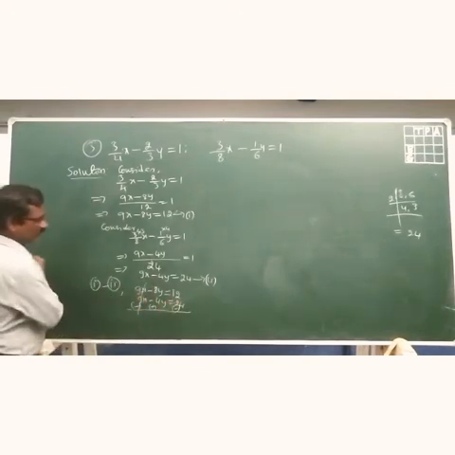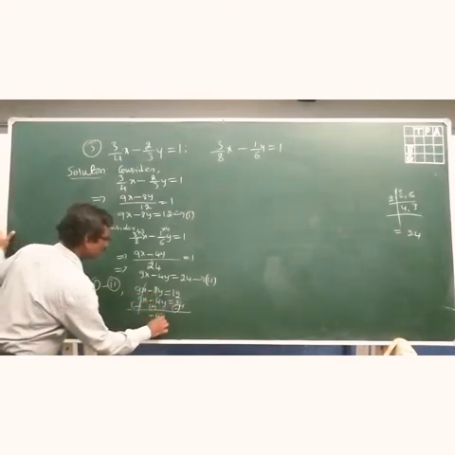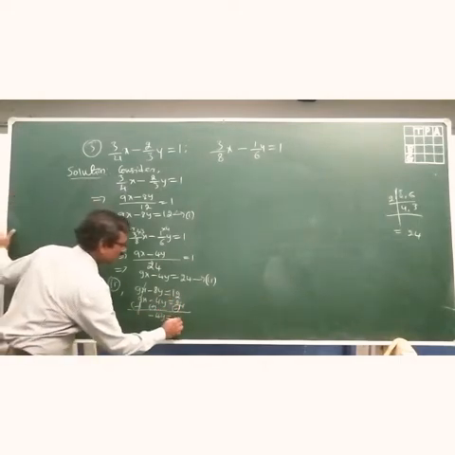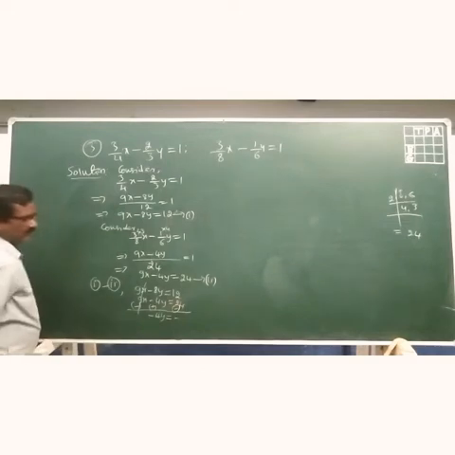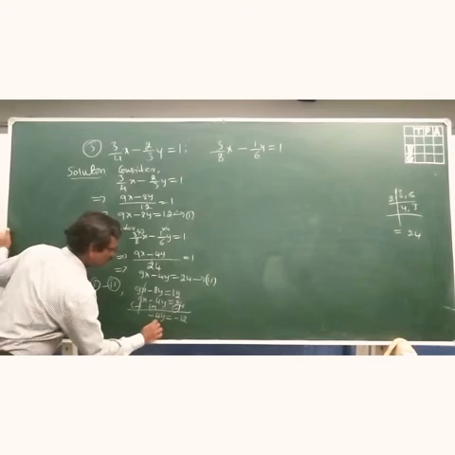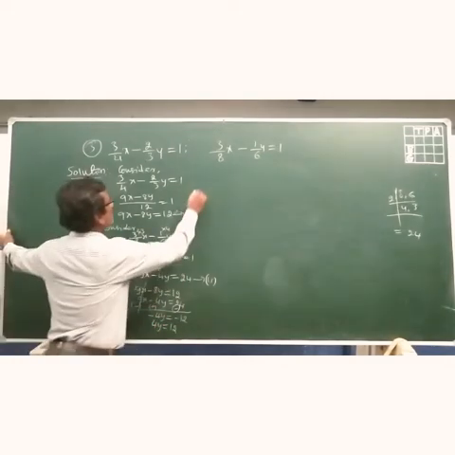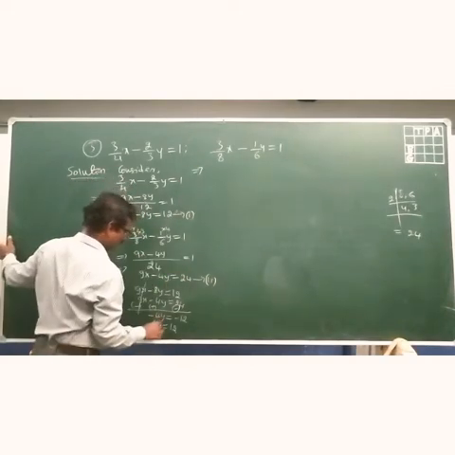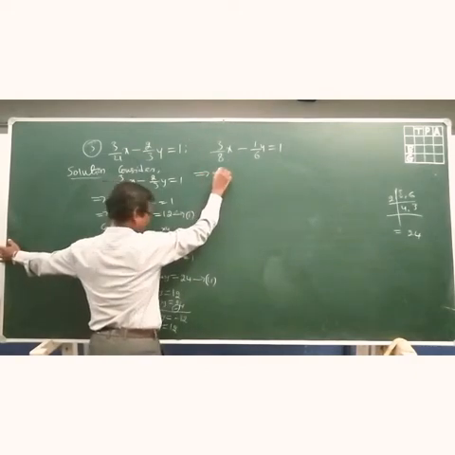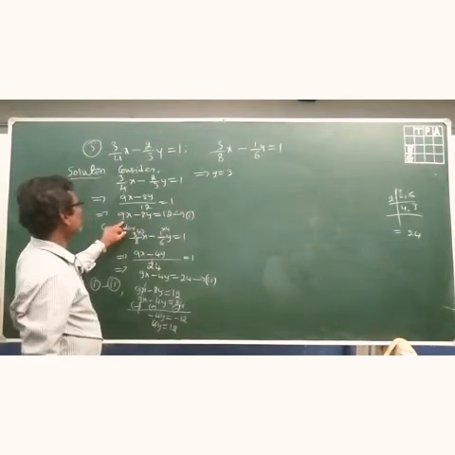So 9x minus 9x gets cancelled. Minus 8y plus 4y, this is minus 4y is equal to 12 minus 24. As the larger number is 24, it is minus 12. So minus minus gets cancelled, that is 4y is equal to 12. This implies y is equal to 12 by 4, that is y is equal to 3.